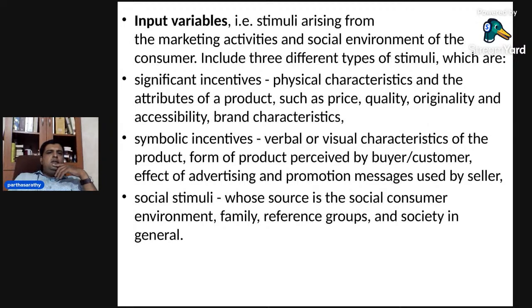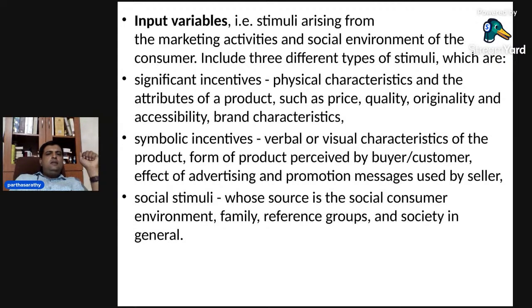Physical characteristics and attributes of the product, such as price, quality, originality, accessibility, and brand. Before making any purchase decision, or going further, first as a customer, what we see is whether the physical product is appealing. Point number one, whether the price is reasonable, whether the quality is durable, originality, accessibility. So all these things play a very important role.